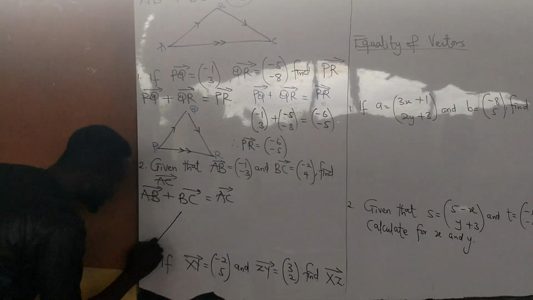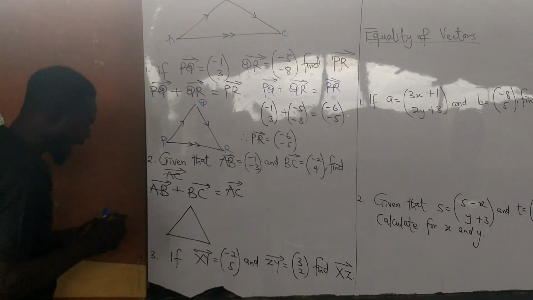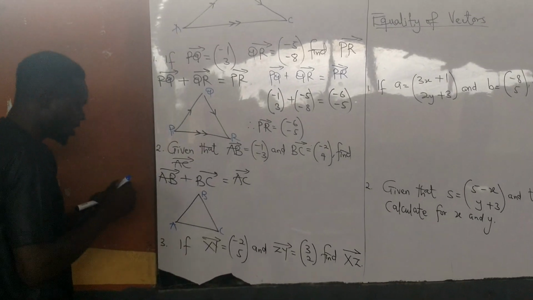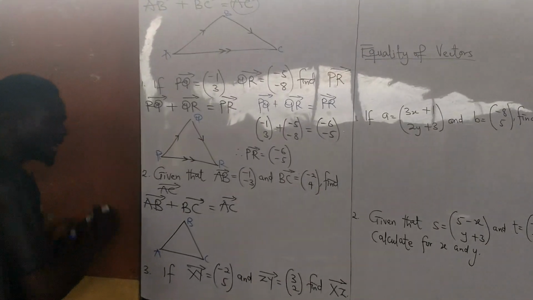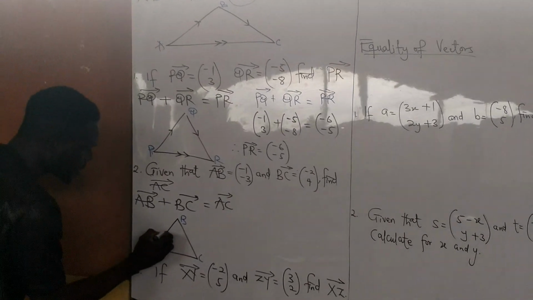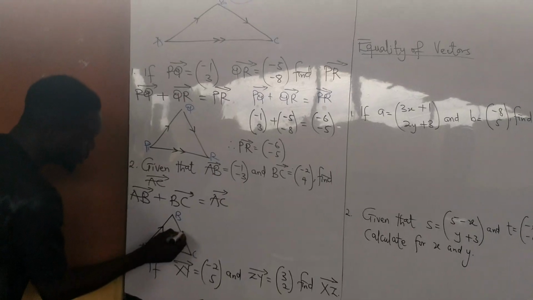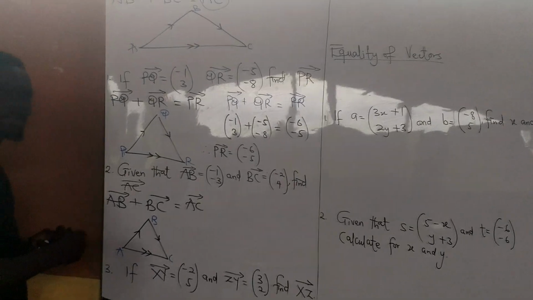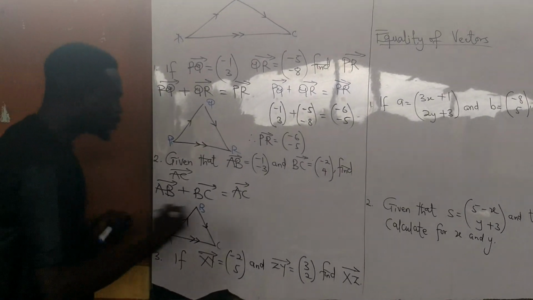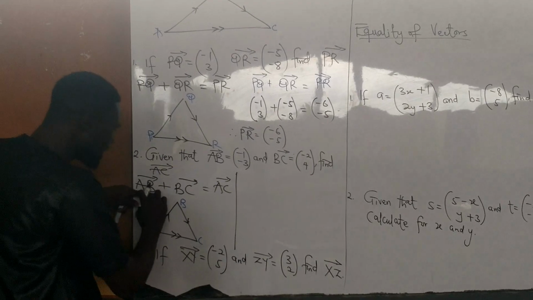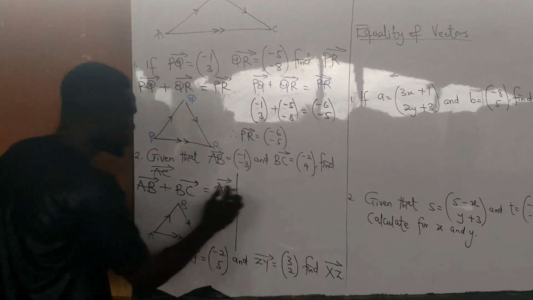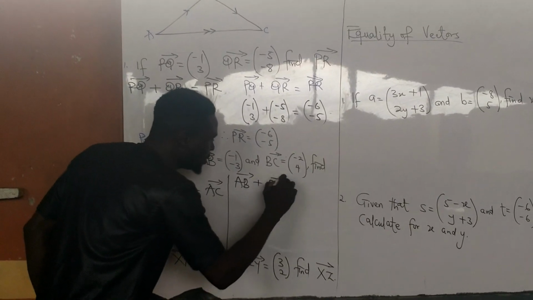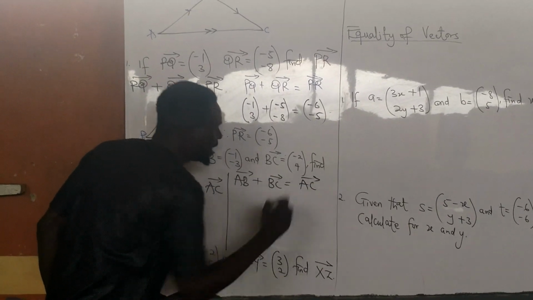So if I draw a triangle for this vector, I'm going to get this as point A, B, and C. From the first vector, we have AB, so we are going to A. Then we have BC, we are going to B, then C. So we have AC as the resultant vector. Good. So with this, we are finding vector AC. So we said vector AB plus vector BC is equal to vector AC.